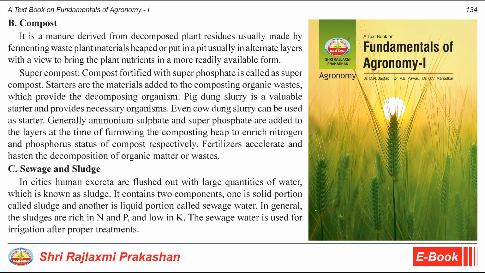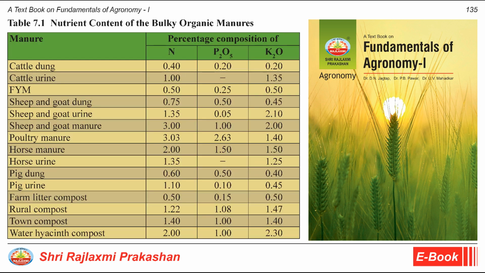The sewage water is used for irrigation after proper treatments. Table 7.1 Nutrient content of the bulky organic manures. Manure number 1, cattle dung. Percentage composition of N 0.40%, P2O5 0.20%, K2O 0.20%.